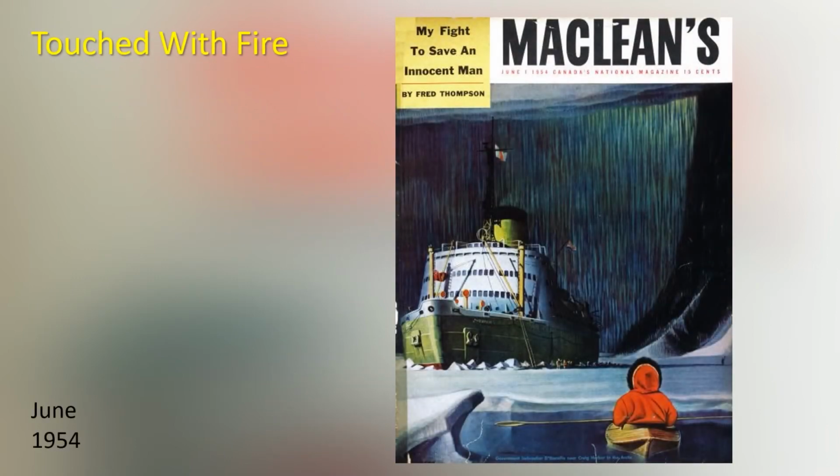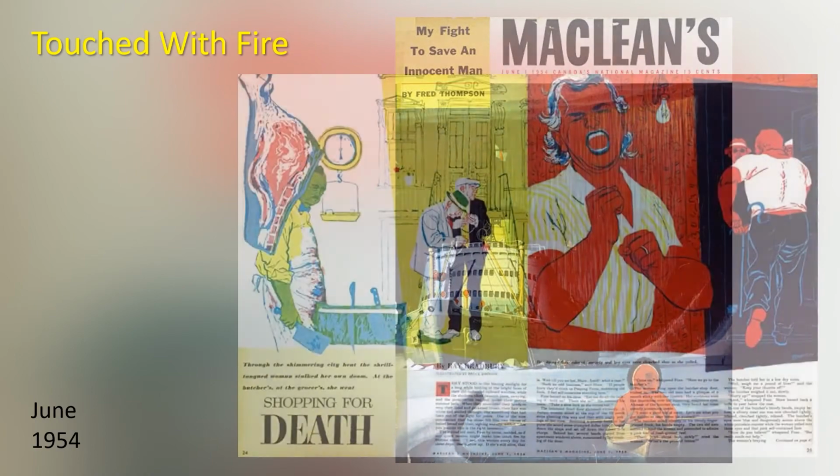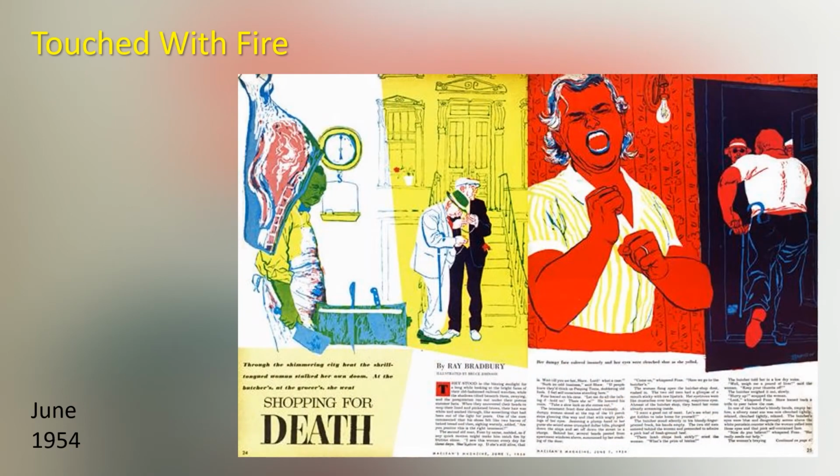Touched with Fire first appeared in Maclean's, Canada's national magazine, in 1954. The story deals with a couple of old men who see it as their purpose in life to solve other people's problems. In this case, they're concerned that the temperature in the city is today so high that there will be angry outbursts. They track down and harass one Mrs.